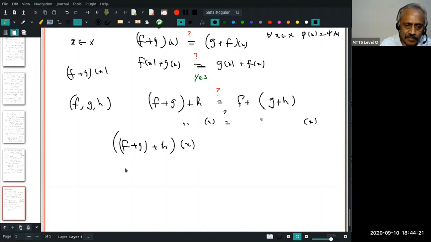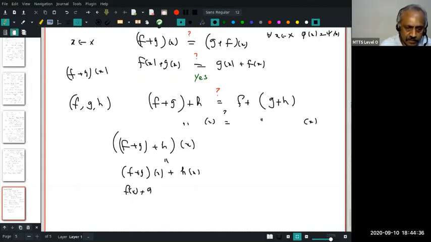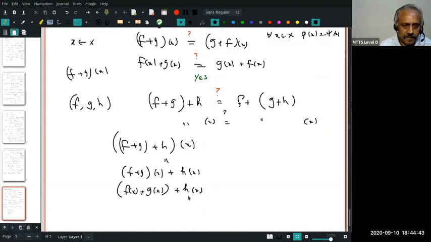So what is this by definition? Notice that it is (f plus g) at x plus h at x. Do you understand? Now next, what is (f plus g) at x? (f plus g) at x is f x plus g x. Now this I added, this is a number, so I have to put this plus h x. Okay, this is the left side. Now let's look at the right side.